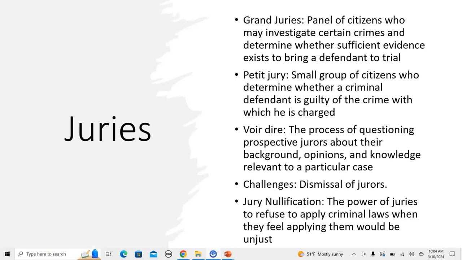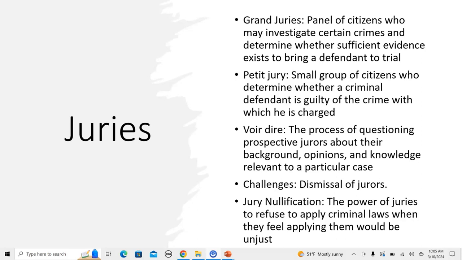So ultimately, these grand juries are groups of people who work together frequently, and they decide if there's enough evidence to go forward in a case. And that's really all they decide. They are not deciding guilt or innocence. So that's a big difference between a grand jury and a petit jury.